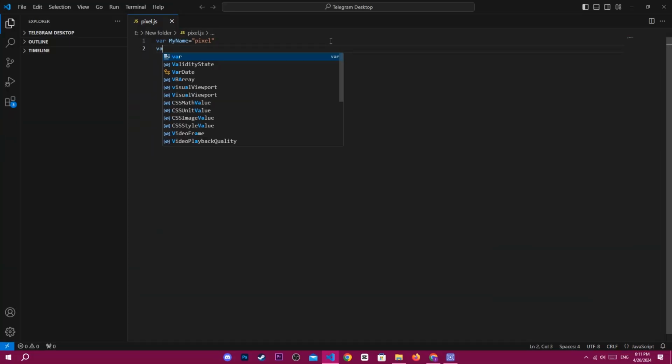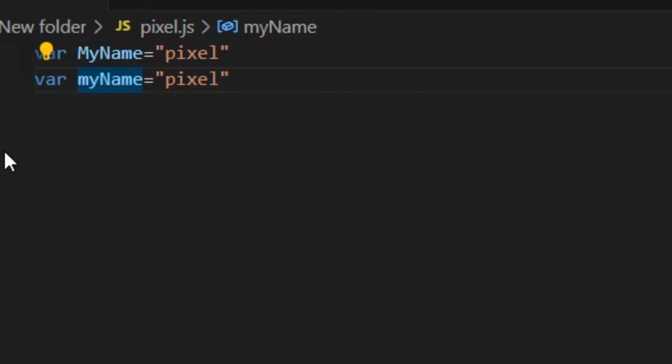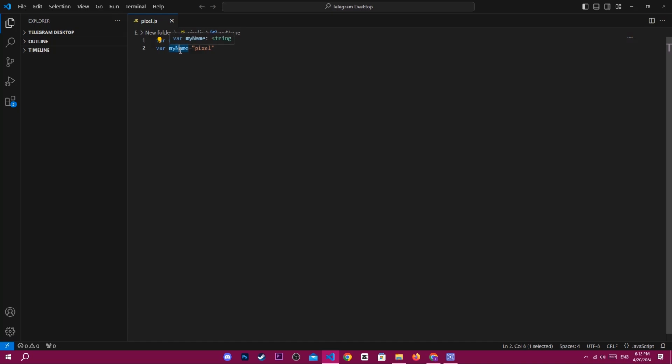So the next one is camel case. It's very similar to Pascal case, but with one small difference. The first letter of your first word is always in lowercase, and then the rest of the words are capital, as you see here. First letter is small and the rest is capital. The right use of this rule is mostly in functions and JSON.